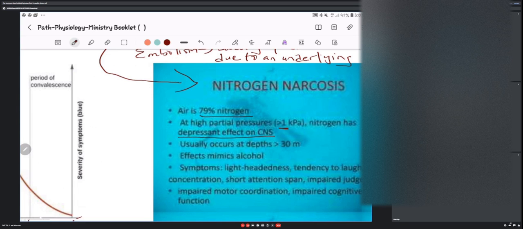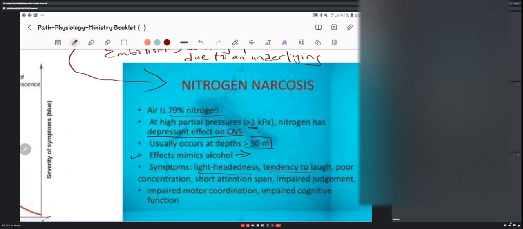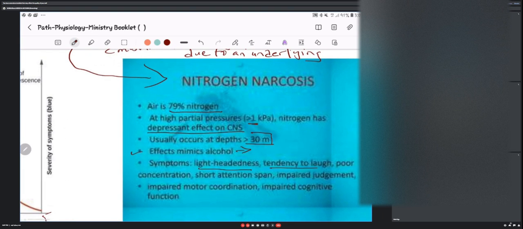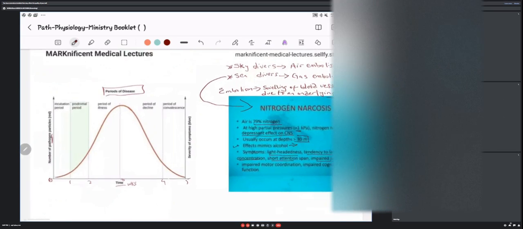Now, usually, we're talking about sea divers here. Normally, when these sea divers go beyond 30 meters down the sea, they are exposed to this kind of condition. And then it may mix what? It may mix alcohol. So this is talking about the whole feeling you have when you take alcohol, the euphoria, the lightheadedness. You can see some of the symptoms here: lightheadedness, tendency to laugh. Of course, these are features of those who drink alcohol. Then poor concentration, short attention span, impaired judgment, and all of those things. So that's about nitrogen narcosis.